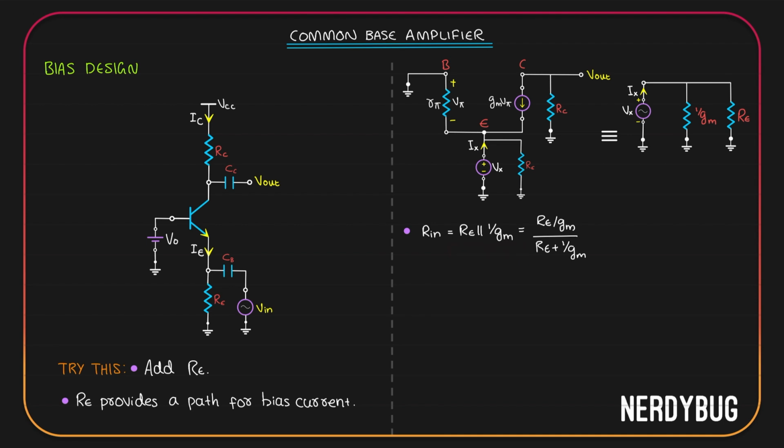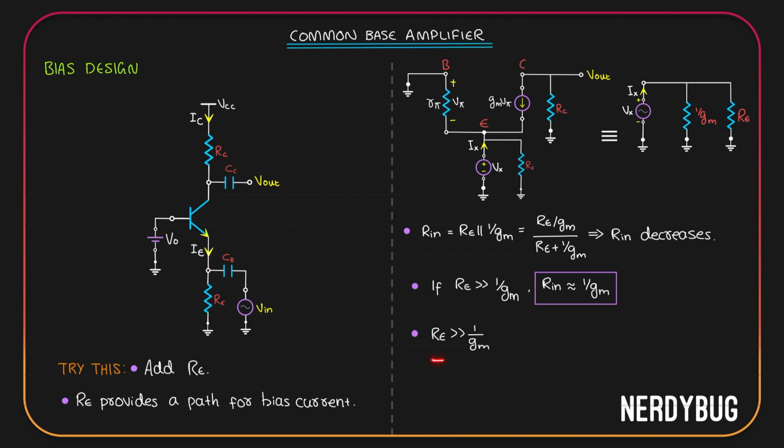So the presence of Re is going to decrease the input impedance. But if Re is very much larger than 1/gm, then in the denominator, Re plus 1/gm will be approximated to just Re. So we get Re/gm divided by just Re. Then Re and Re will get cancelled and the equivalent resistance will approximately be equal to 1/gm itself. So we can design the circuit such that Re is very much greater than 1/gm. So the input impedance is still 1/gm.